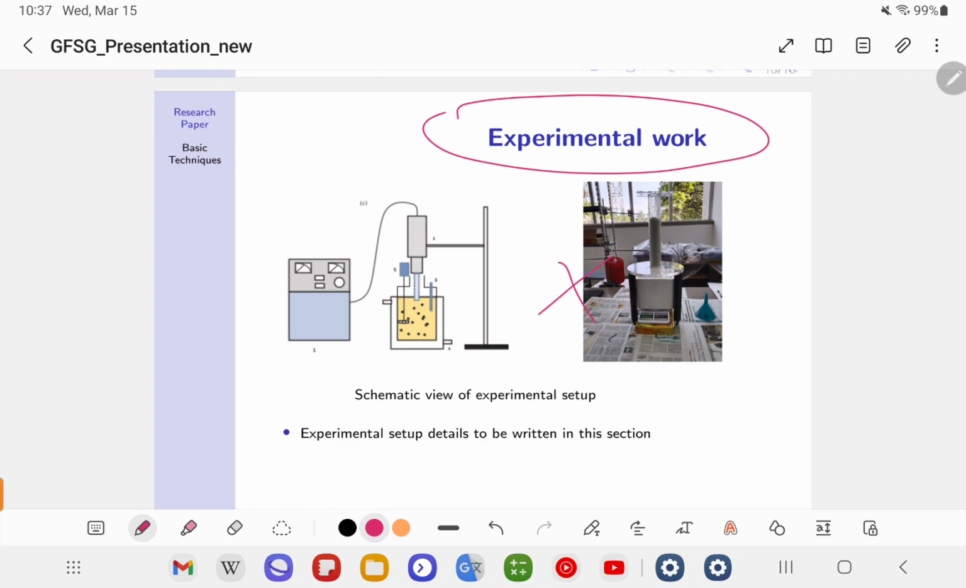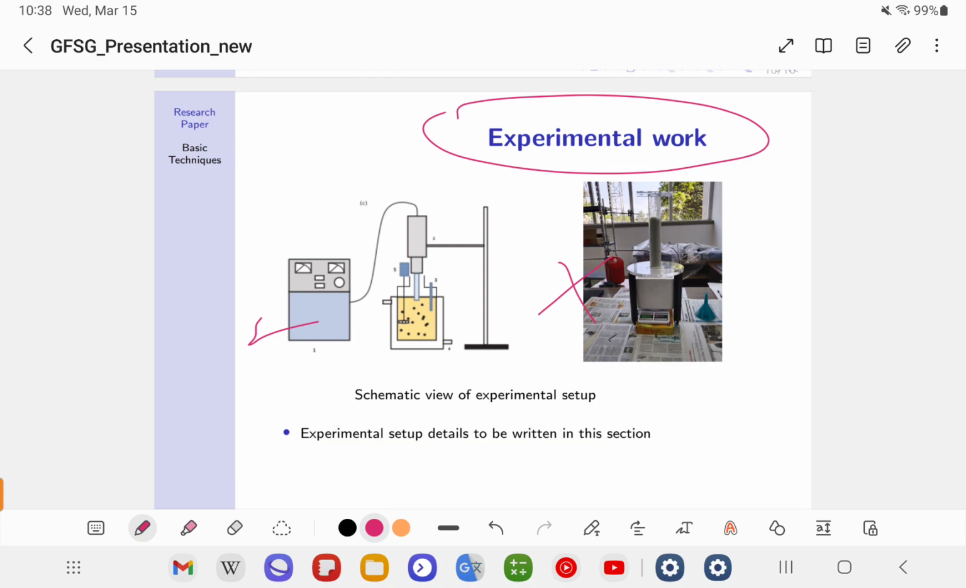Try to avoid such type of pictures in the paper. You can have them as an extra just to show it, but it is always better to have a schematic diagram. Of course, if you have a schematic and then the picture, then it's good, but preferably a schematic will give you a better idea rather than direct pictures. But if you add both, it's really good.